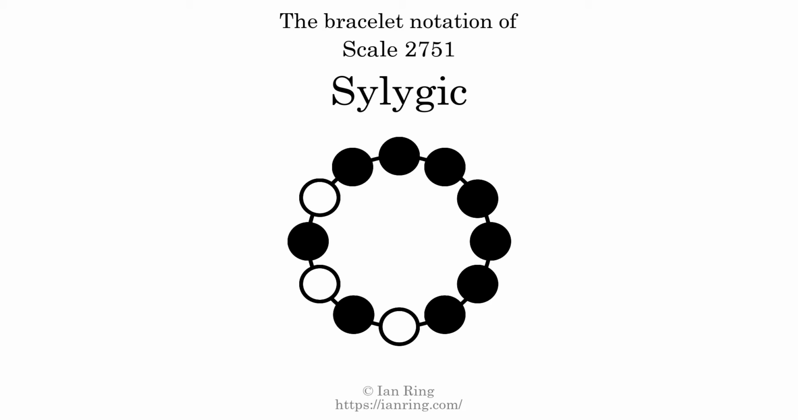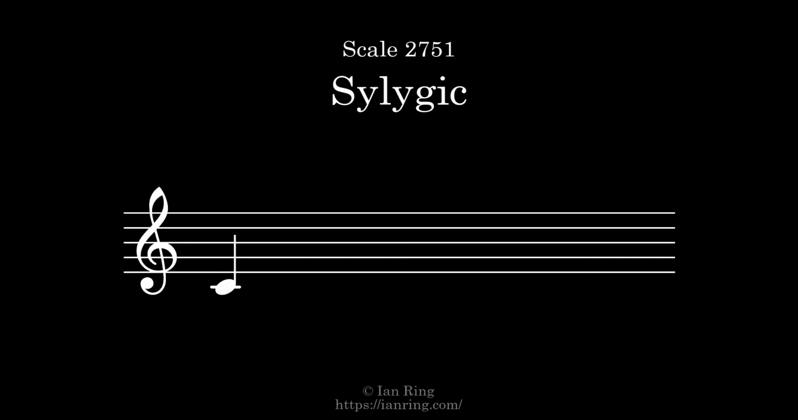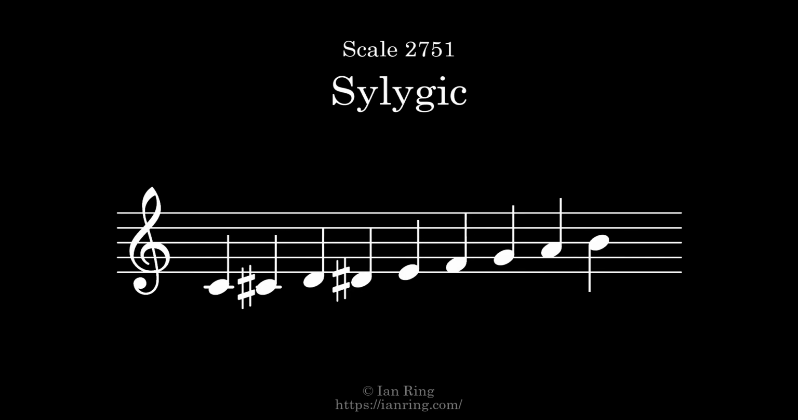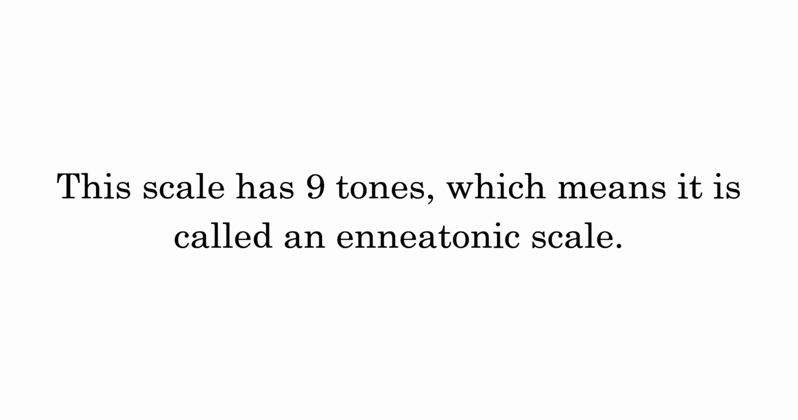Today we will talk about scale 2751, Sylygic, which sounds like this. This scale has 9 tones, which means it is called an enneatonic scale.